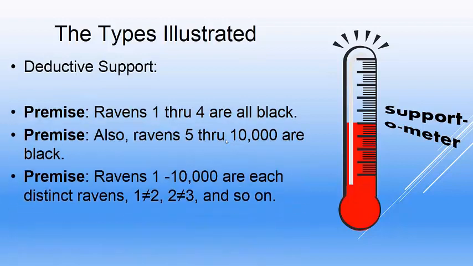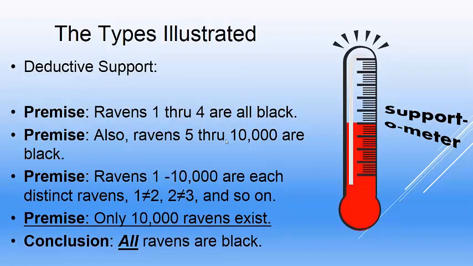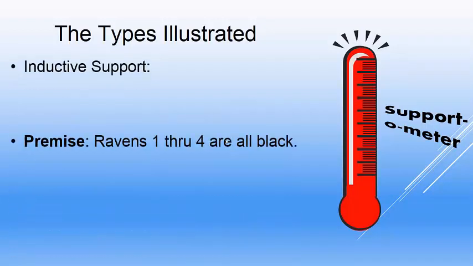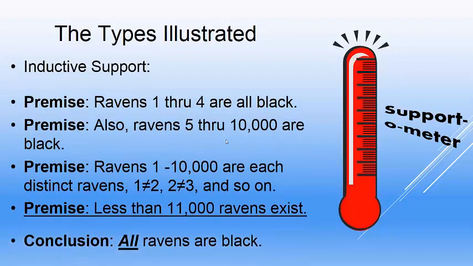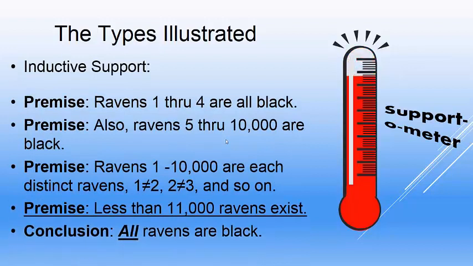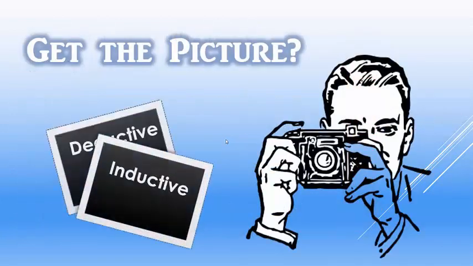And in the case of ravens being counted, and we added a premise that only 10,000 ravens exist, assuming that we counted them all, the conclusion then is supported to the maximum degree once more. But if there were 11,000 ravens and we only counted 10,000, then notice on my supportometer I dropped the degree of support down just a little bit to leave a little bit of room for error, even on the assumption that our premises were true. That's how support works.